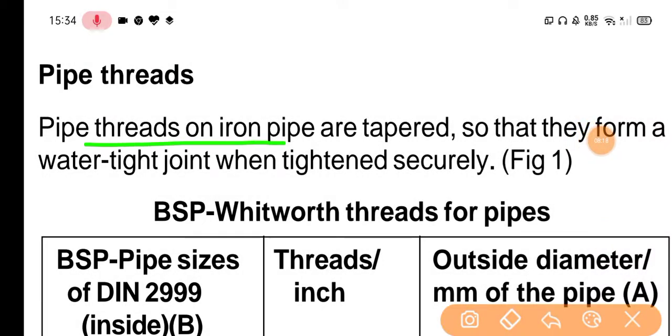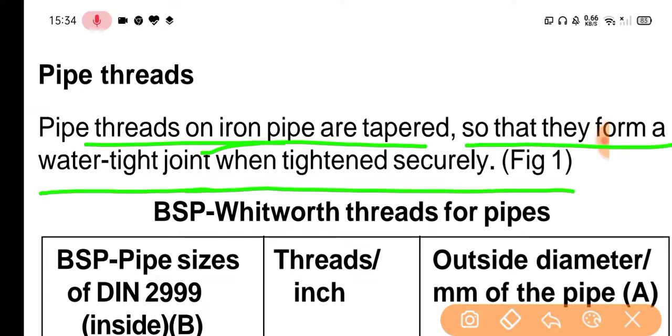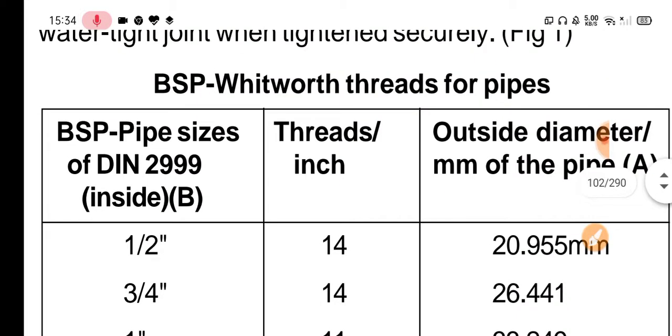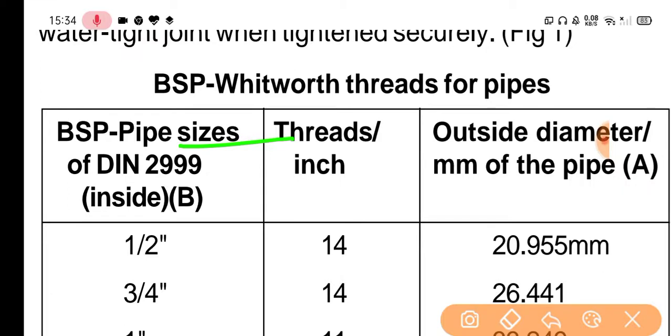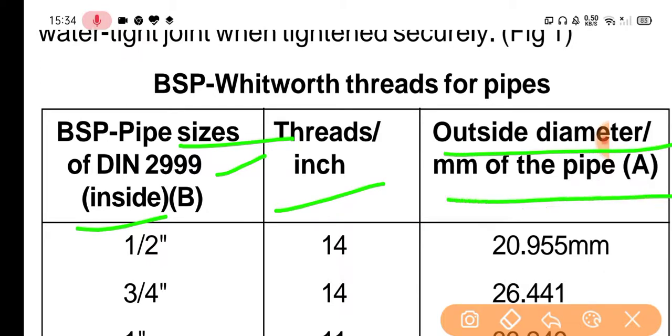Pipe threads of an iron pipe are tapered so that they form a watertight joint when tightened securely. BSP is the name for threads for pipe. BSP pipe size as per DIN 2999, inside thread, threads per inch, outside diameter in mm of the pipe.